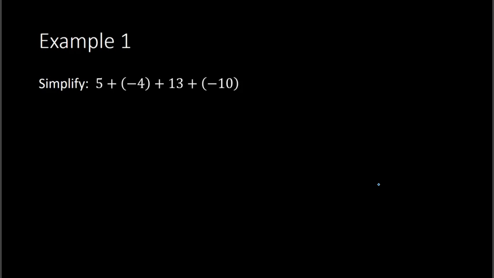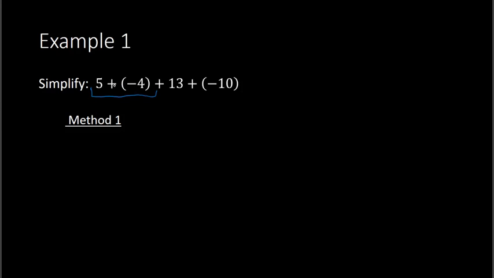Alright, here is example 1 where we can practice what we just learned. We see we have 5 plus negative 4 plus 13 plus negative 10. Now there's different ways you can do this. You could add and subtract in any order, really. If we wanted to, we could begin by adding the first two together. So 5 plus negative 4.